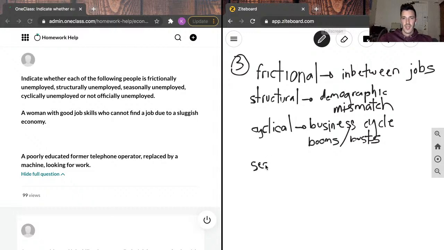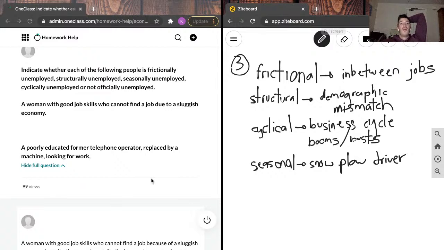Lastly, we've got seasonal unemployment, which is really just how it sounds. The example I always go to is if your job is a snowplow driver, you've got employment in the winter when it's snowing, but during the summertime where there's no snow, you're not going to have any work. Another example could be depending on the crop. Some farmers can't grow in the winter depending on what it is.